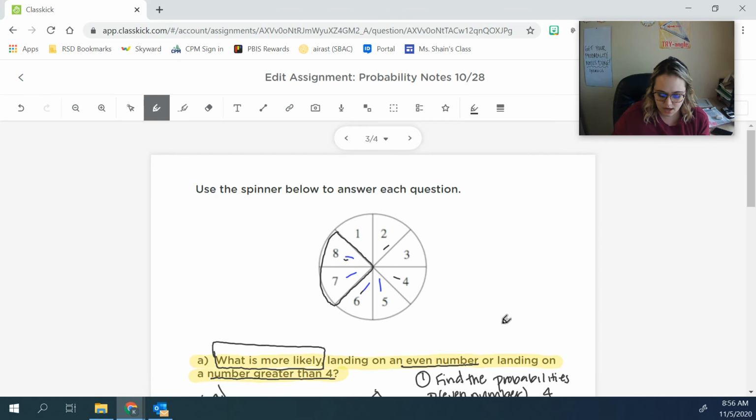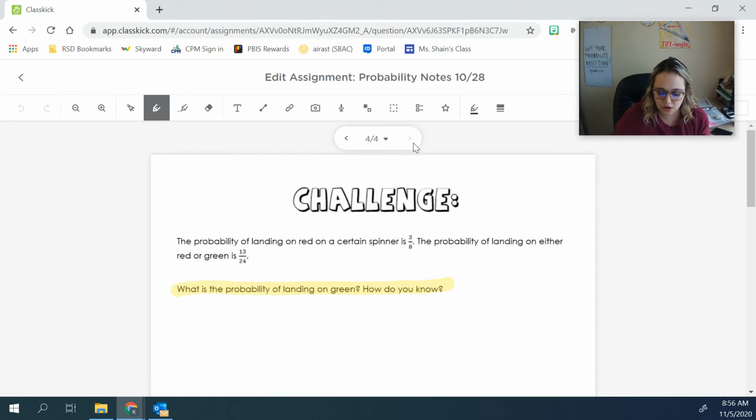All right, now last slide. This is our challenge question. All right, so this one's going to be a little bit harder on our quiz. This would be the level 4 question, okay? So it says the probability of landing on red on a certain spinner is 3 out of 8. The probability of landing on either red or green is 13 out of 24. What is the probability of landing on just green?